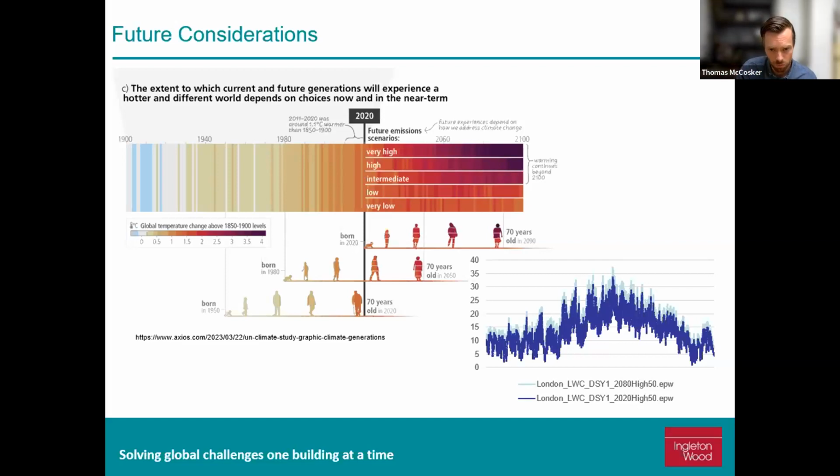The graphic in the lower right shows the difference between a 2080 weather file in London and a 2020 weather file in London. We can see that generally in that summer season, it is just a couple degrees warmer across the board. And that is a make or break for a lot of these models and a lot of these designs. 2 degrees can just mean a fail and things have to go back to the drawing board.